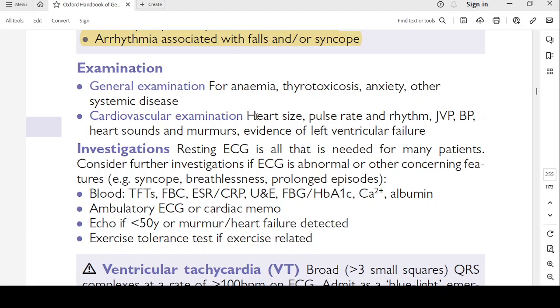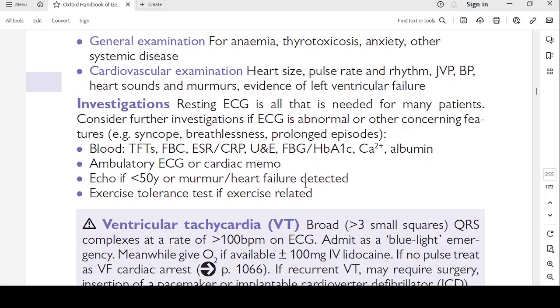Cardiovascular examination: heart size, pulse, rhythm, JVP, blood pressure, heart sounds, murmurs, evidence of left ventricular failure. Investigations: resting ECG is all that is needed for many patients. Consider further investigations if the ECG is abnormal or if concerning features are present, like syncope, breathlessness, or prolonged episodes.